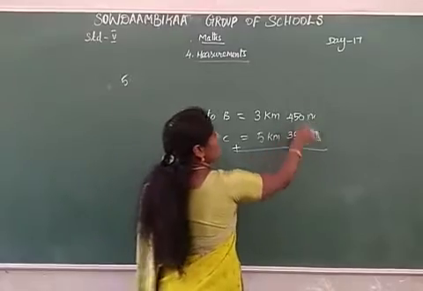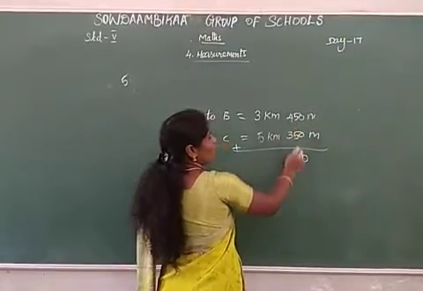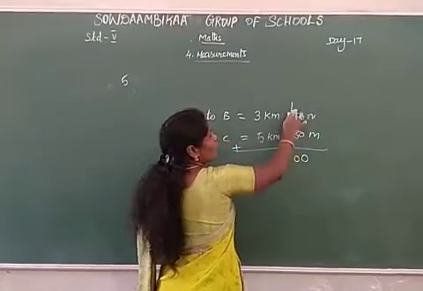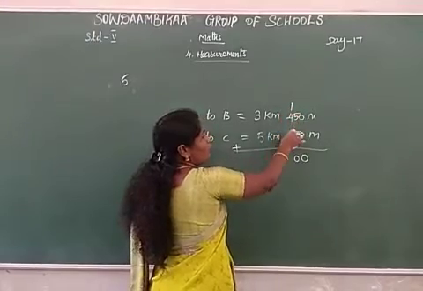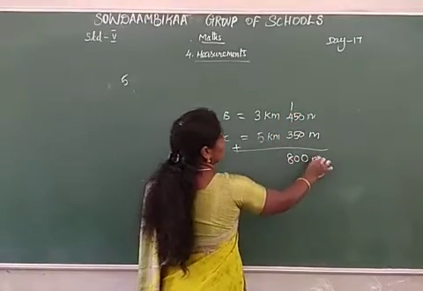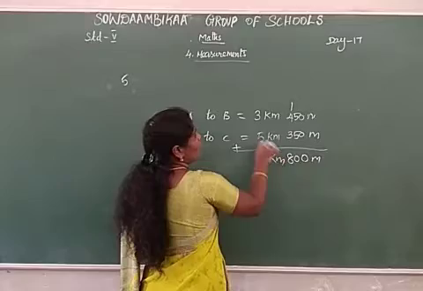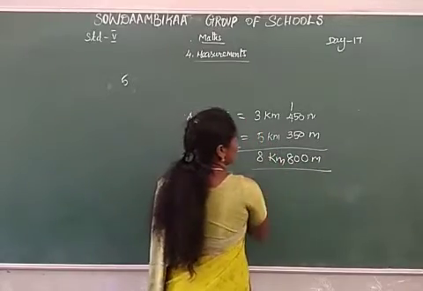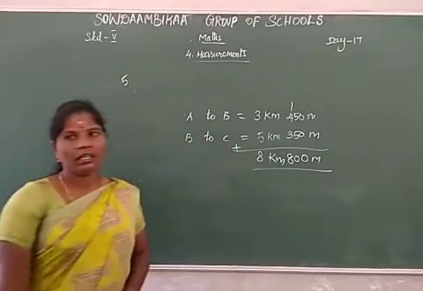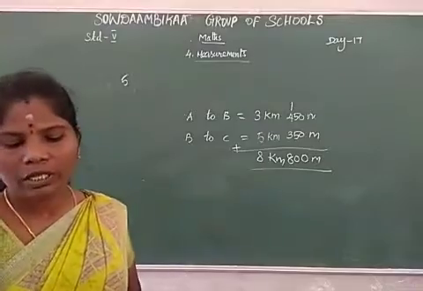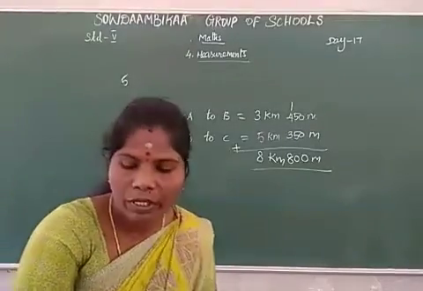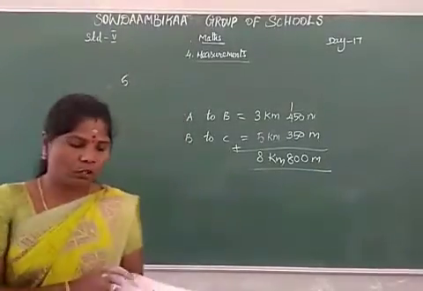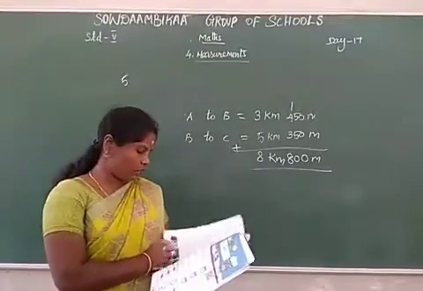So add 0 plus 0, 0. 5 plus 5, 10, 0. Remaining 1. 4 plus 1, 5. 5 plus 3, 8 meter. Here kilometer. 5 plus 3, 8. The answer is 8 kilometer, 800 meter. Okay. Answer the following question. Like the problem over.